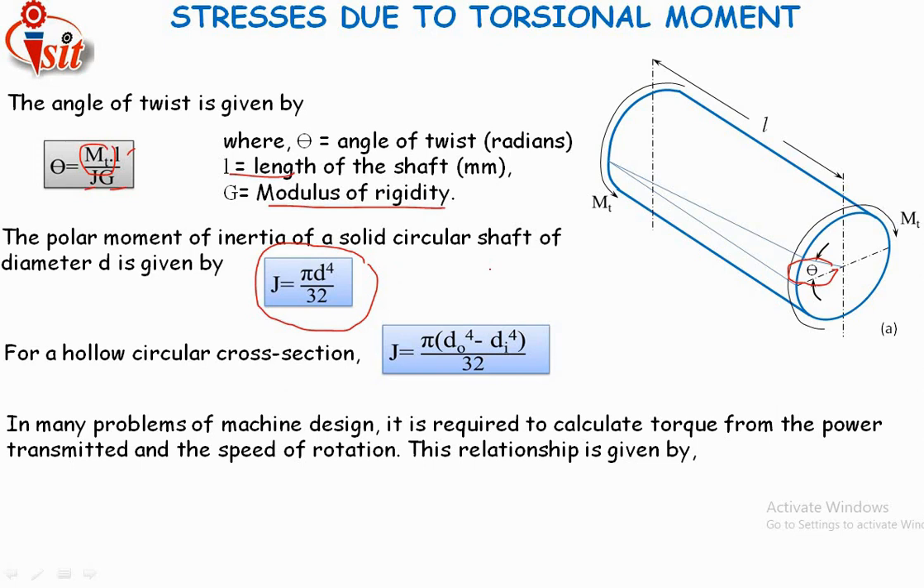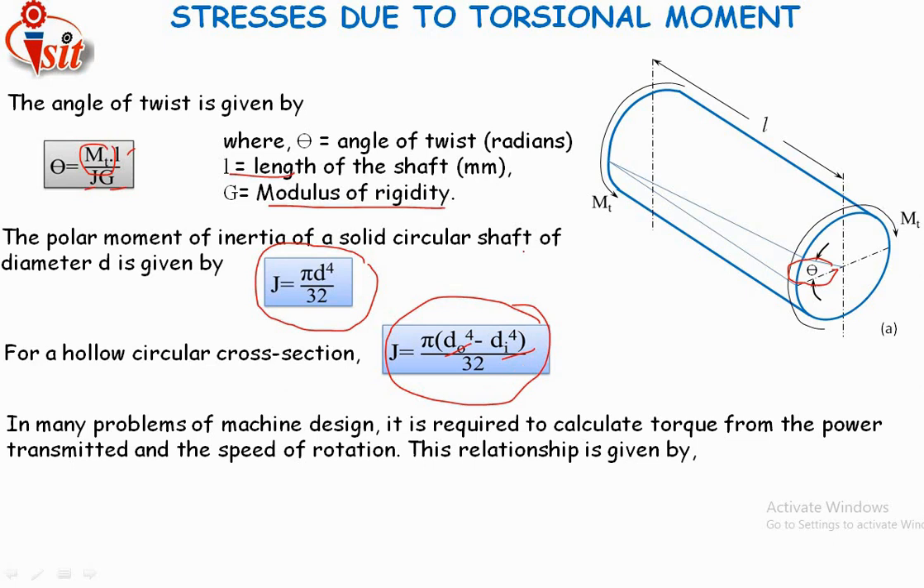In the last slide we have seen the moment of inertia is given as pi d raised to 4 by 64. Now the polar moment of inertia is given as pi d raised to 4 by 32, and for a hollow shaft it is given as pi into do raised to 4 minus di raised to 4 divided by 32. Do and di are the outer and inner diameters of the hollow shaft.